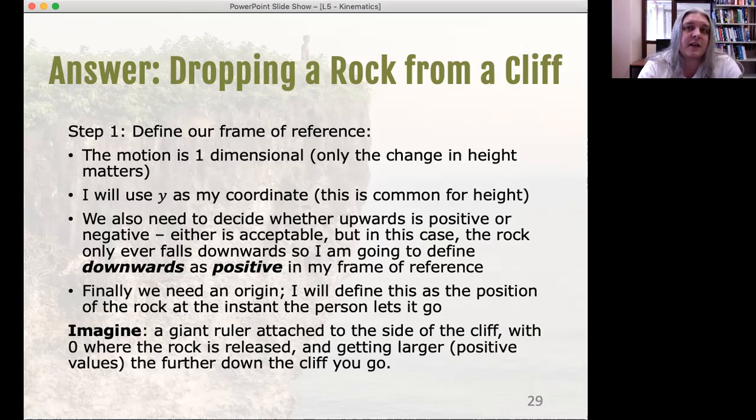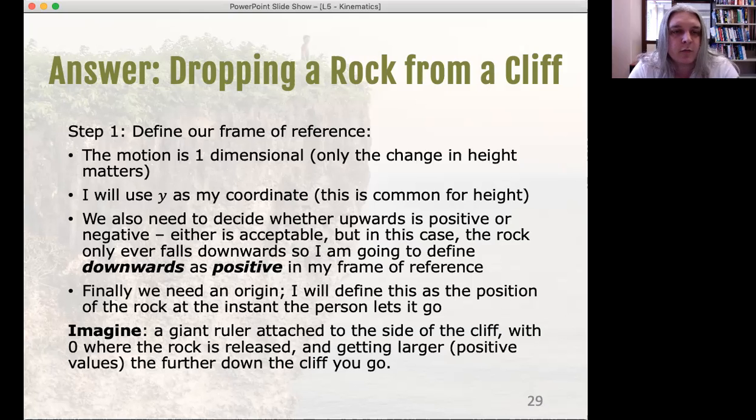So the rock starts at 0 and it moves downwards, which is positive, and it's accelerating as it does so according to the acceleration due to gravity, which is 9.80. So if you want to visualize this, you could imagine a giant ruler attached to the side of the cliff. The 0 is where the rock is released, and it gets positive and larger as it goes further down the cliff. So you could imagine a ruler there.